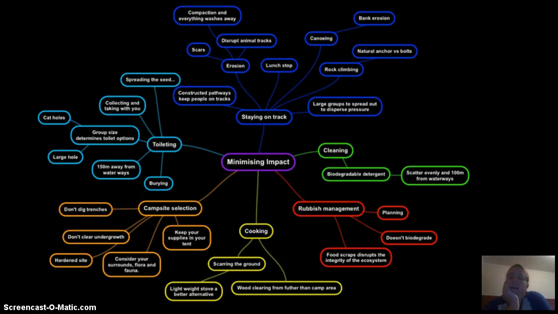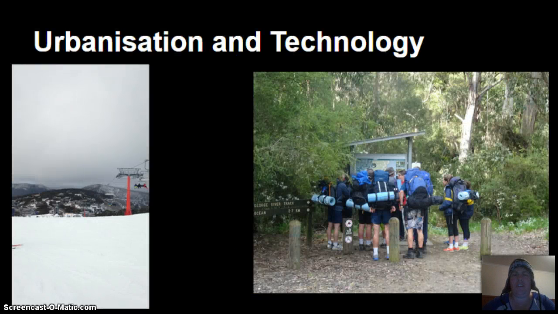So when you think about us camping out there in the Otways, think about 6 things: staying on track, cleaning, cooking, rubbish management, campsite selection, and toileting. And then you'll be able to explore these. Go ahead, pause me, explore these things. You know you want to. Pretty awesome mind map, wasn't it?